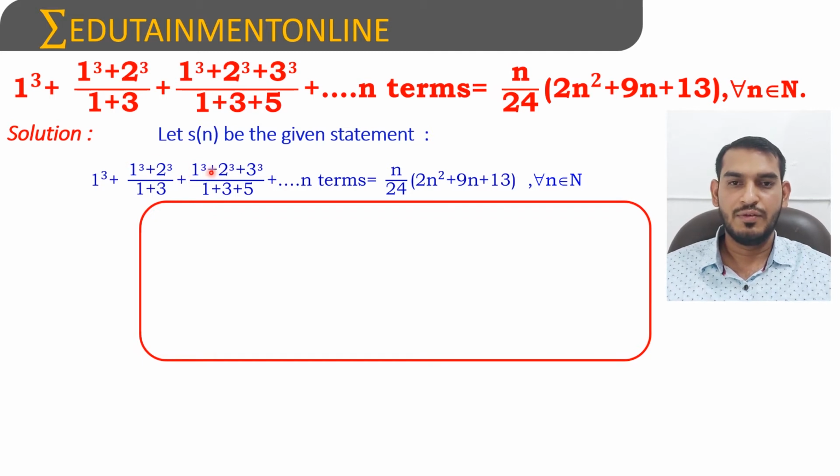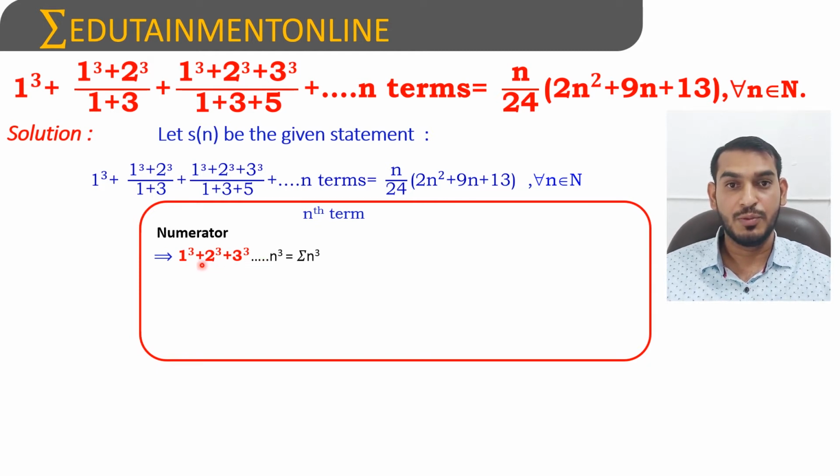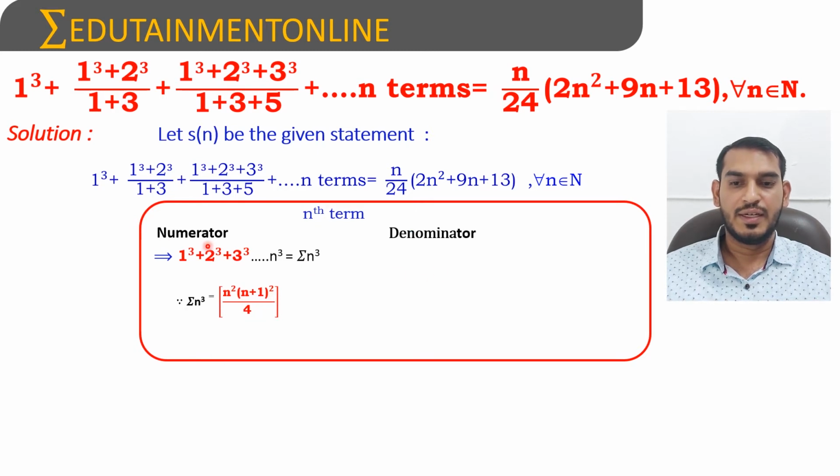So here we have two series, one is the series of the numerator and the other is the series of the denominator. First we will find the nth term of the numerator. The numerator is given as 1 cube plus 2 cube plus 3 cube and so on up to n cube. This is the sum of cubes of natural numbers from 1 to n. We know that the sum of cubes of natural numbers is n square into n plus 1 whole square by 4.